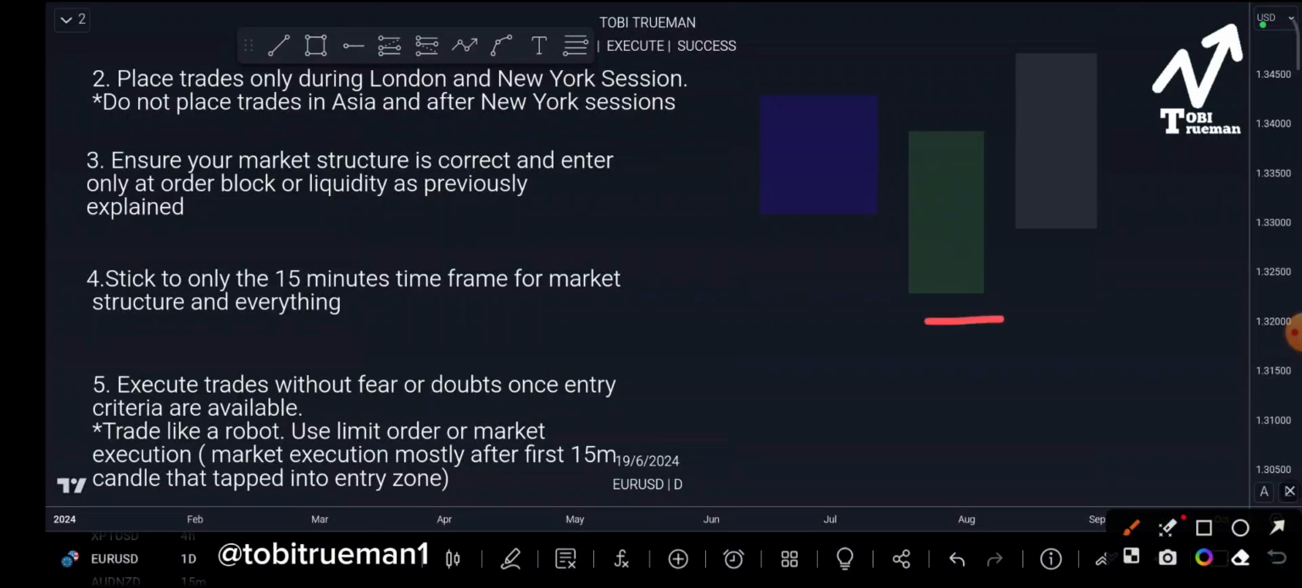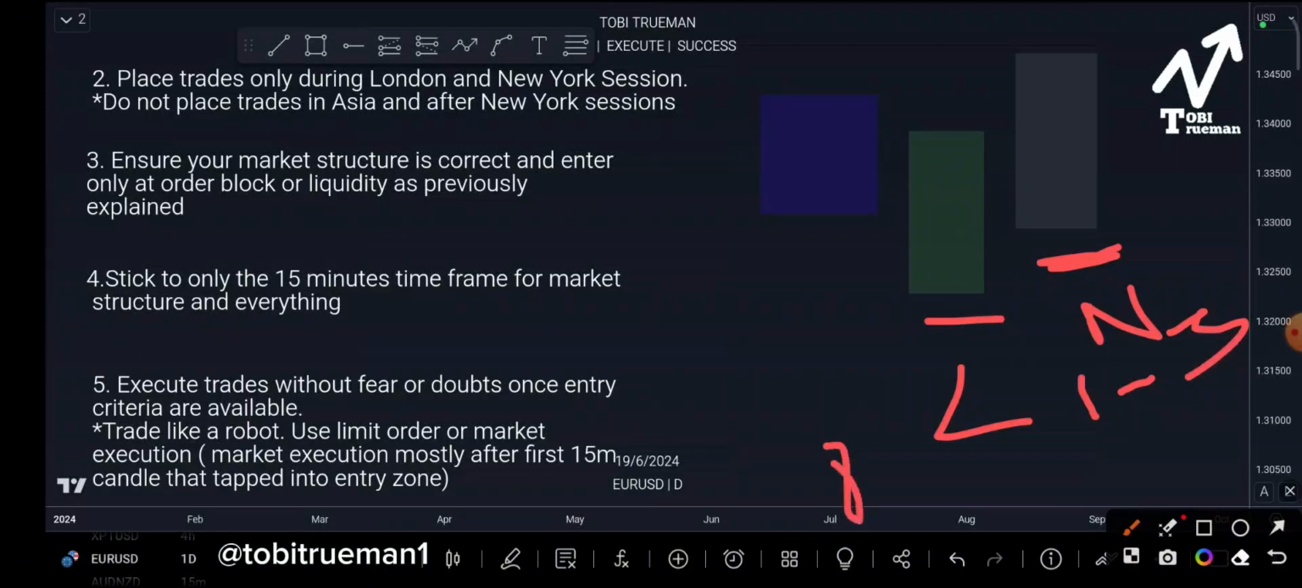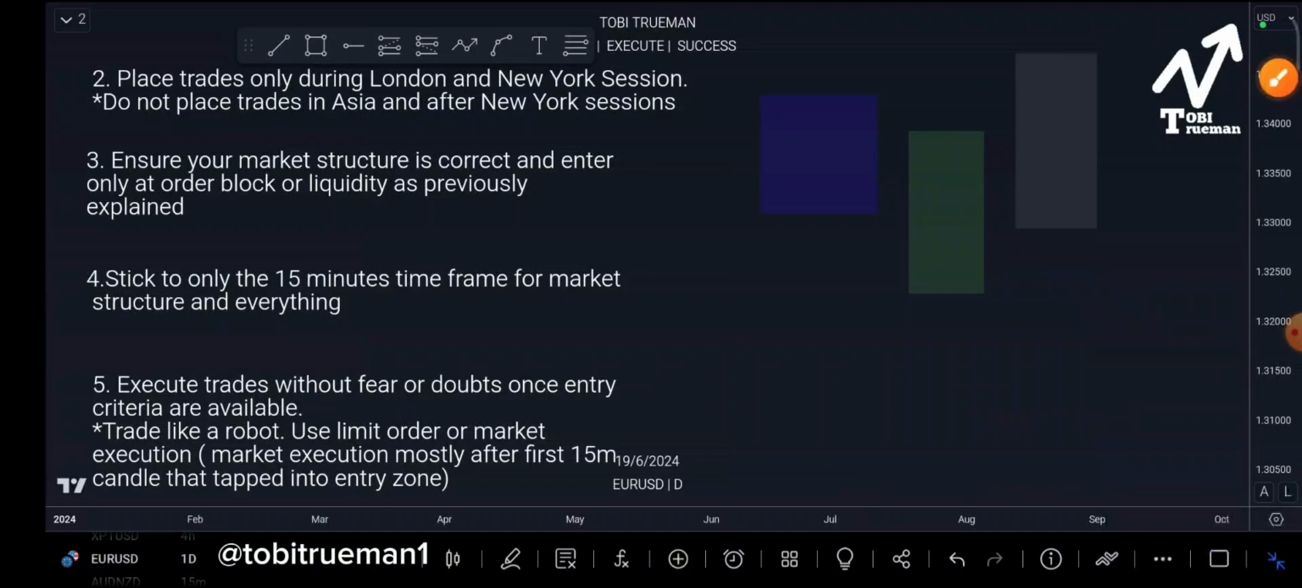New York. This is London session. By 1 p.m., we'll now be entering what? New York session. So 1 p.m. to 5 p.m. is for the New York session. Then London session is 8 in the morning to 12 p.m. So those are the times we have to take trades.